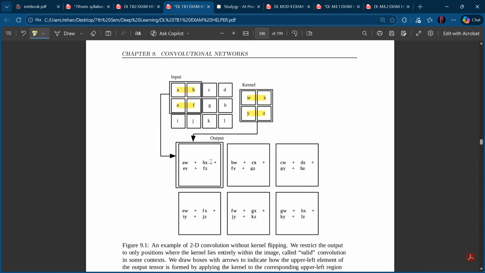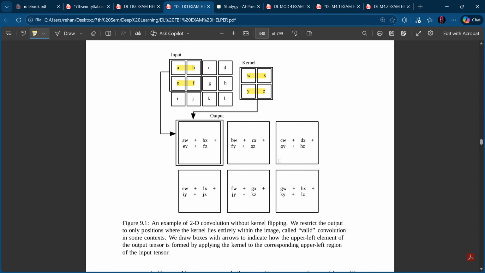If you see here, A with W, B with X, E with Y, F with Z. These are all multiplied together. First you multiply as it is: A into W, B into X, E into Y, F into Z. In the next step, you just shift by one. So A will become B, B will become C, E will become what? After E, what comes? F. After F, what comes? G. See, same thing. One by one like that, you just have to draw.